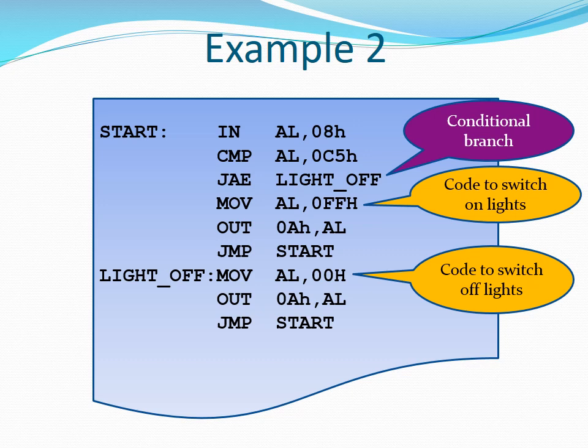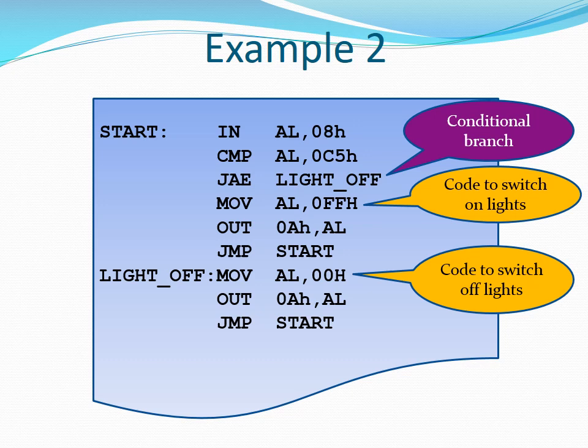If the light intensity is below the threshold value, there is no branching. Program execution follows the natural sequential flow. So the instruction that follows the conditional branch instruction is an instruction that loads the code 0FFH into the accumulator. So the code 0FFH is the code that is used to switch on the lights. Then after that, the accumulator is written to port 0AH so that the lights are turned on.